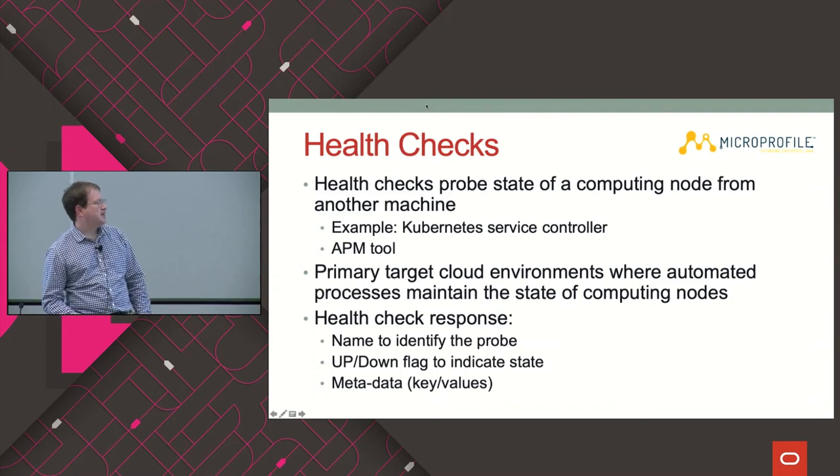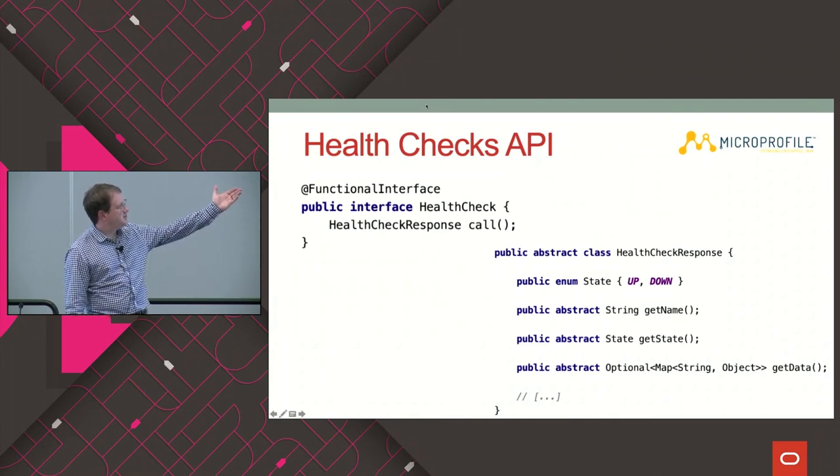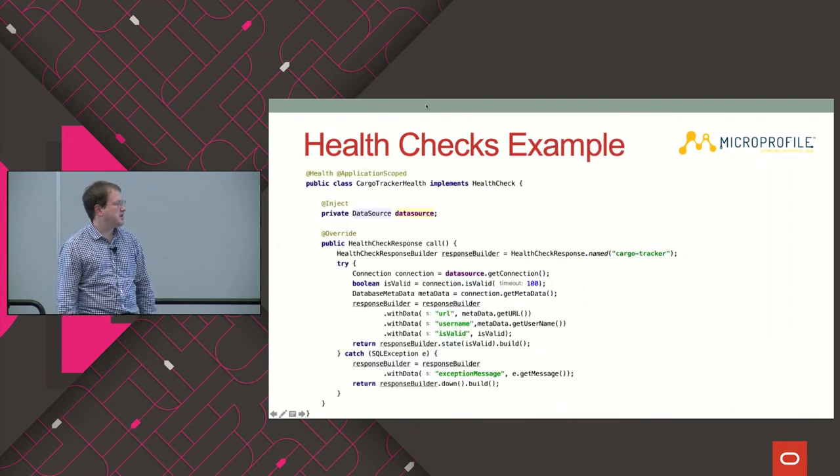And so for the health check response, you provide a name to identify the probe, an up or down flag to indicate the state, and then metadata for key value pairs. So the API is very simple. It's a functional interface with a single call on it, and you get a response that you send back with your state being up or down, the name, and your map of properties.